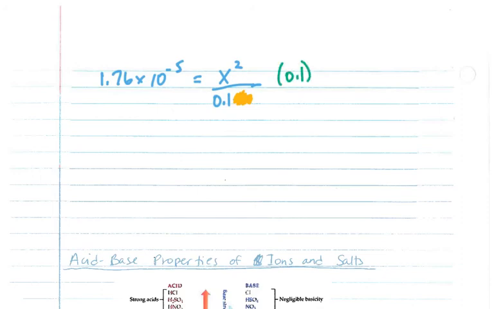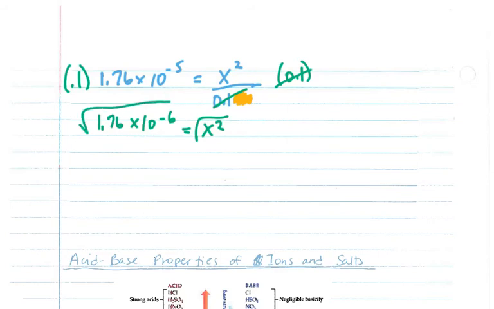So multiply both sides by 0.1. That cancels out, and I get 1.76 times 10 to the negative 6th equals X squared. Take the square root of both sides, and I get X equals 1.33 times 10 to the negative 3. All right, I need to check whether this was a valid use of the X approximation technique and make sure that the percent ionization is less than 5%.